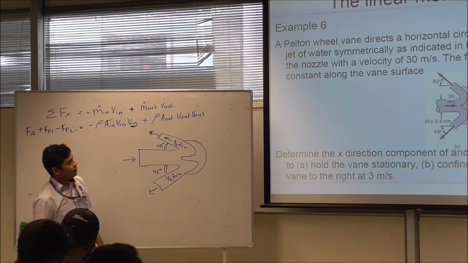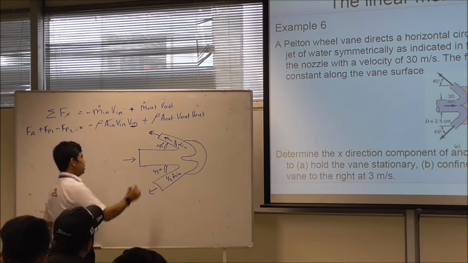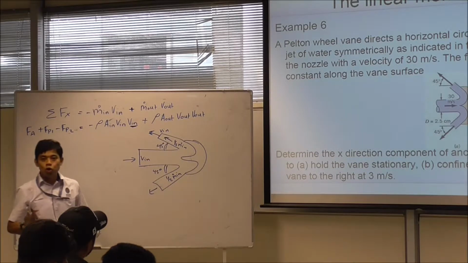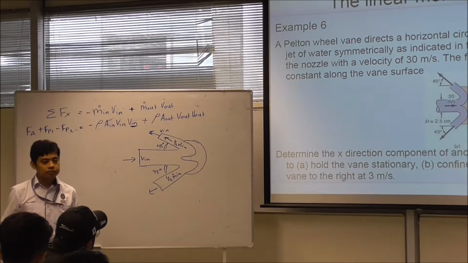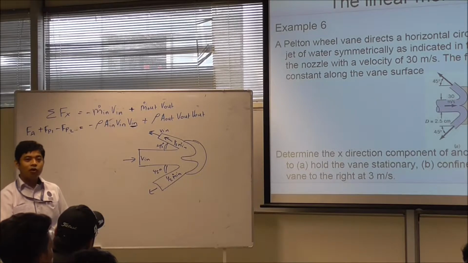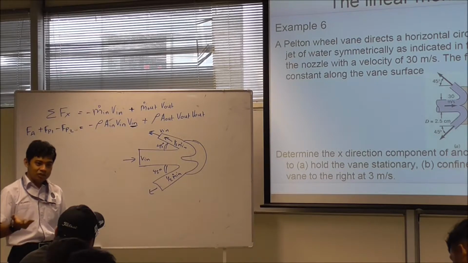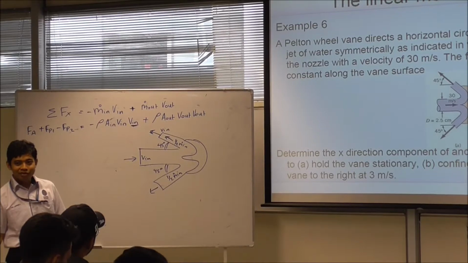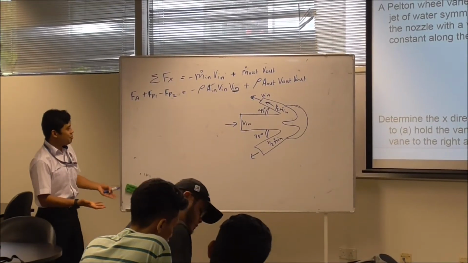Then the fluid speed remains constant along the fan surface. What does it mean? It means V in, no changes. So don't try to find, then what is my V out? No need to worry. V in equal to V out. Your V out is also your V. Okay? And from the mass continuity, you know that m dot in will be m dot out. As simple as that. So, what is the X component?